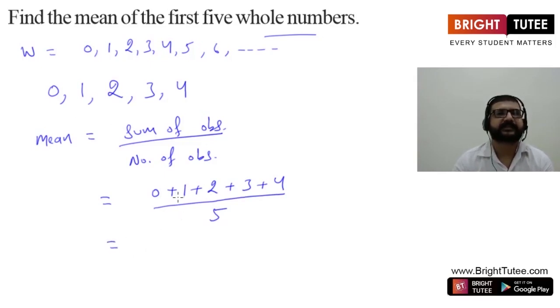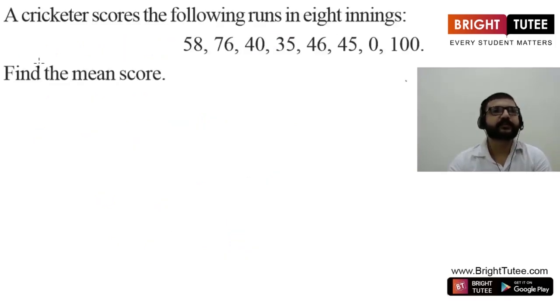Now let's find this sum first. 0 plus 1, 1, 1 plus 2, 3, 3 plus 3, 6, and 6 plus 4 gives us 10. So this will be 10 divided by 5. By simplifying this, we will get 2. Therefore the mean of this data will be 2. Hence the final answer here is 2. So in this question, first we collected the data, that is the first 5 whole numbers, and then we found the mean of this data by finding the ratio of the sum of observations and the number of observations. Now let's move to the next question.